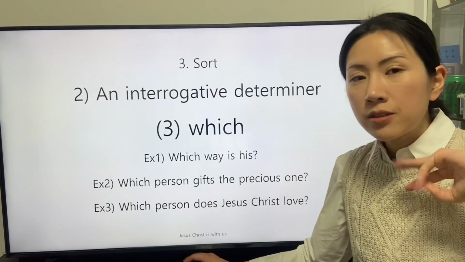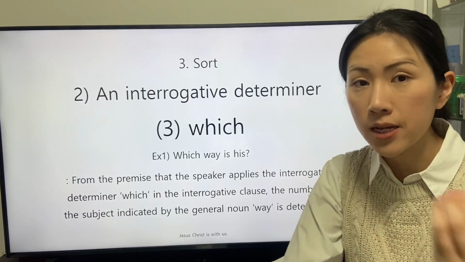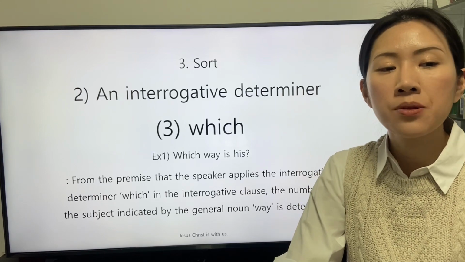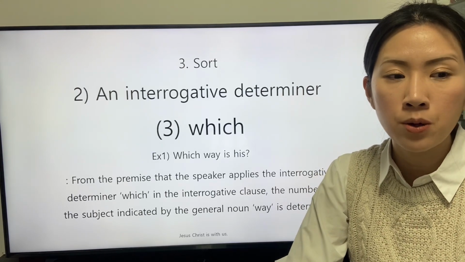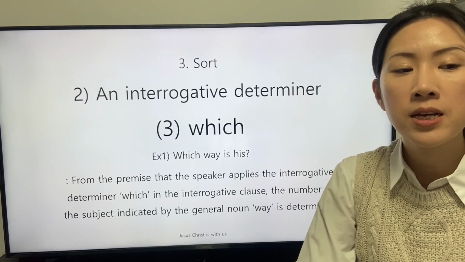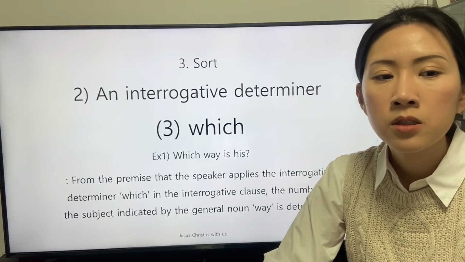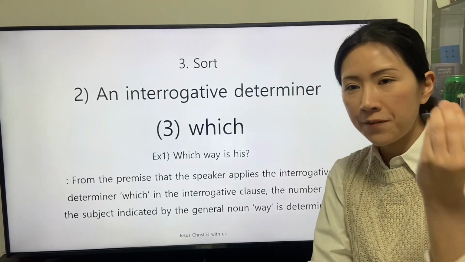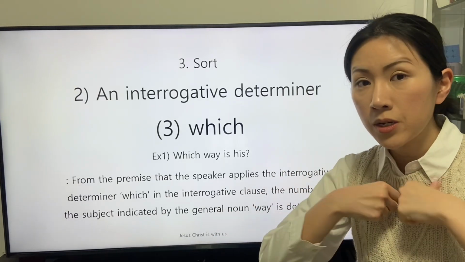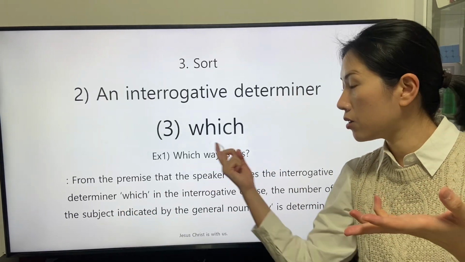There are three clauses. The first clause is this: which way is his? From the premise that the speaker applies the interrogative determiner which, in the interrogative clause, the number of the subject indicated by the general noun way is determined. Because the unit of the general noun way is agreed in the linguistic group, the speaker sets the premise for the number of the subject.